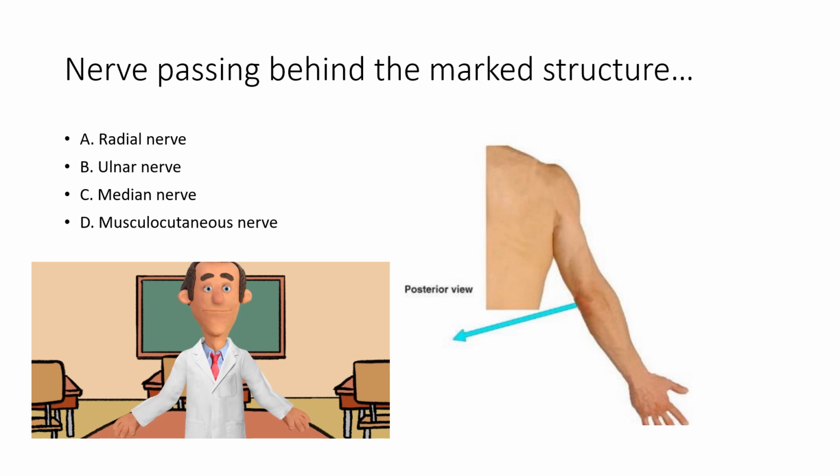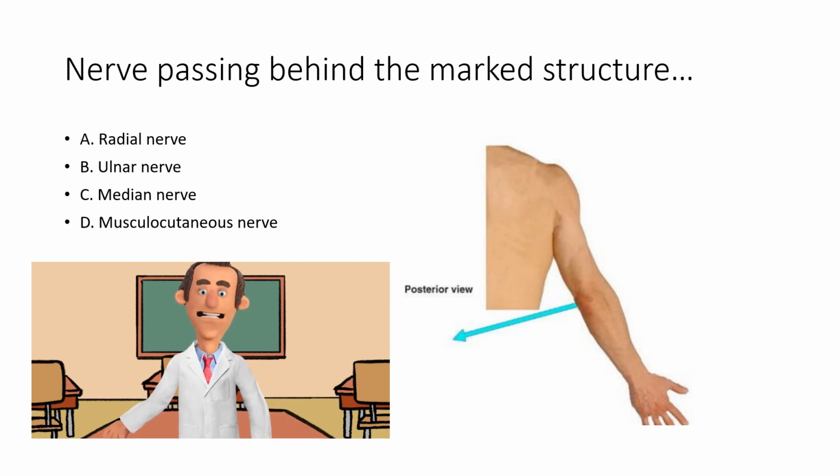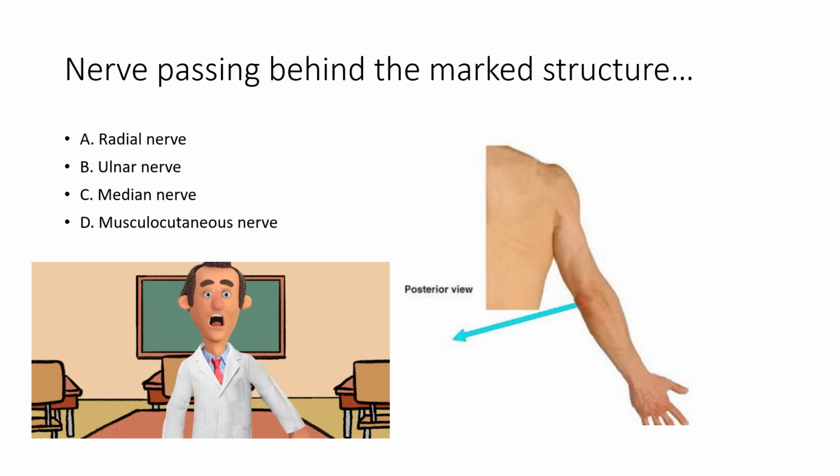So guys, which nerve passes behind the marked structure? Is it the radial nerve, ulnar nerve, median nerve, or musculocutaneous nerve? Pause and try to answer this question.